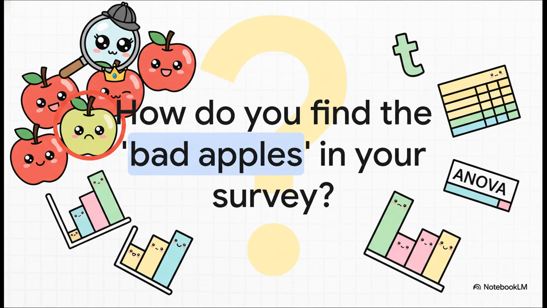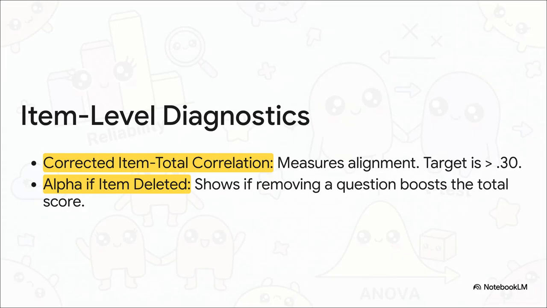So you have to become a bit of a detective. You need to hunt for those bad apples, those questions that are just off. Maybe they're worded weirdly, or they're measuring something totally different from the rest. How do you find them? You've got 2 main tools in your kit. The first is corrected item total correlation. Think of it as checking if a question is singing in tune with the rest of the choir. If that score is below 0.3, it's out of key. The second tool, alpha if item deleted, is even more direct. It literally tells you, hey, if you get rid of this one question, your overall score would jump up. That's a pretty clear signal to cut it.